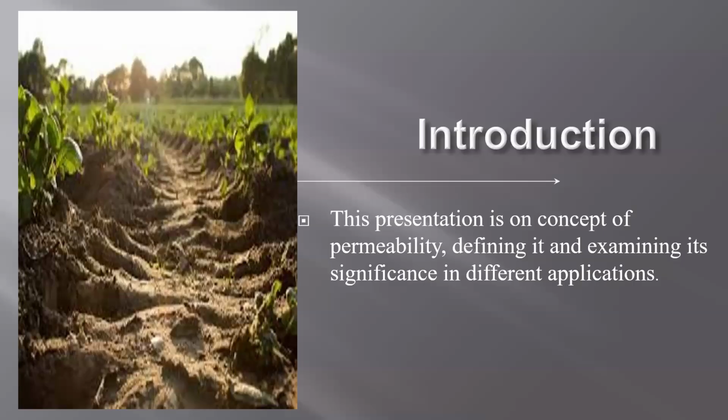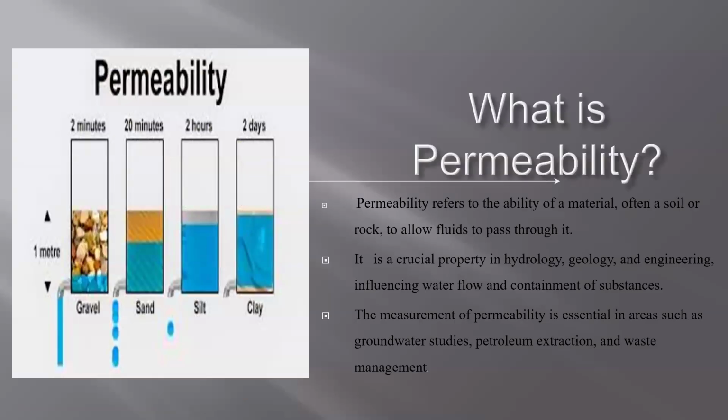First of all, we will see the definition of permeability. What is permeability? Permeability refers to the ability of a material, often soil or rock, to allow fluid to pass through it. It is the basic definition of permeability. It means permeability is a property which is the ability of a fluid or any liquid to flow through soil or rock. In other words, it is the ability of flow of liquid through a given soil or rock. It is called permeability.